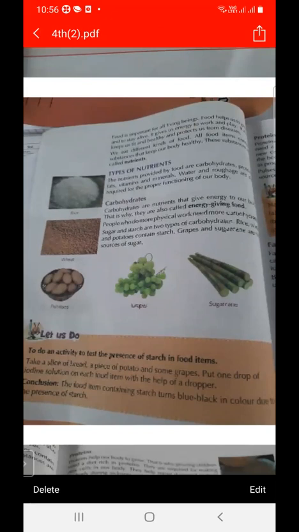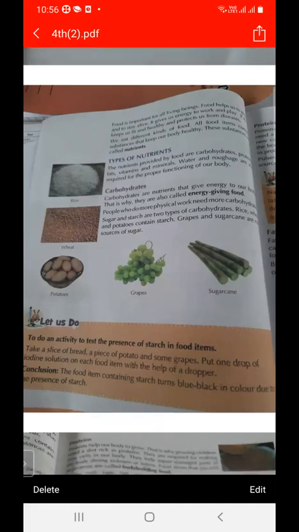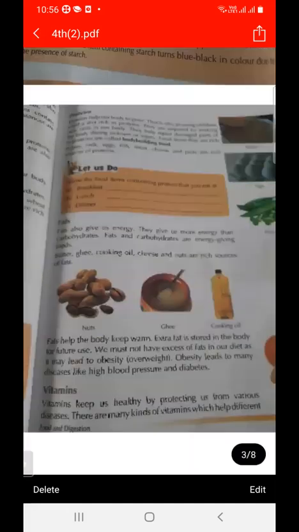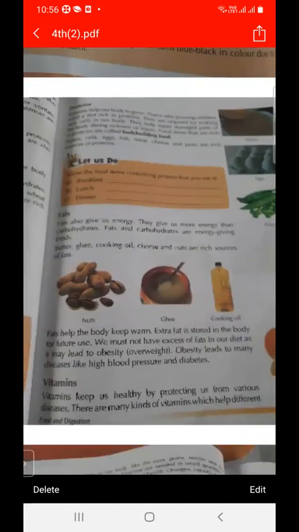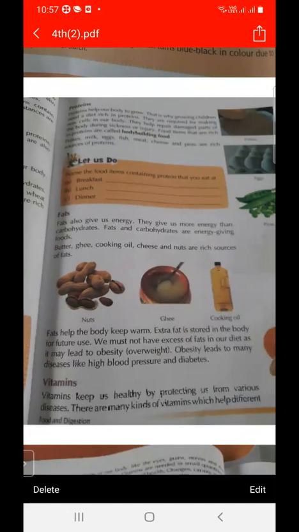And carbohydrates and fat are called energy giving food. But fat gives us more energy as compared to the carbohydrates. And next is protein. Protein is called body building food. And fat also gives us energy to do work. And vitamins also protect us from disease.